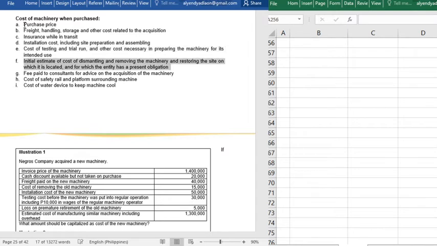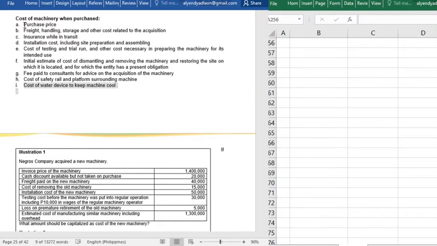Initial estimate of cost of dismantling and removing the machinery and restoring the site on which it is located and for which the entity has a present obligation. Fee paid to consultants for advice in the acquisition of the machinery, cost of safety rail and platform surrounding the machine, and cost of water device to keep the machine cool.